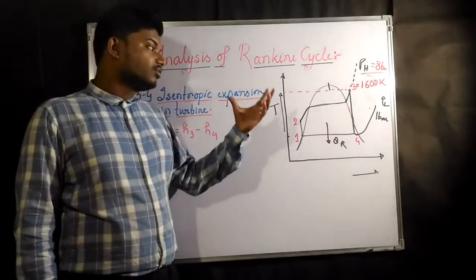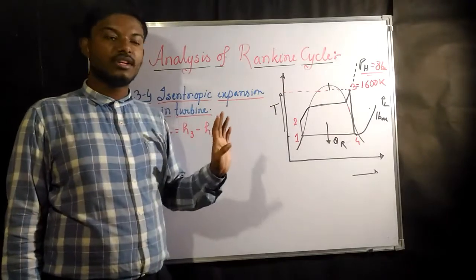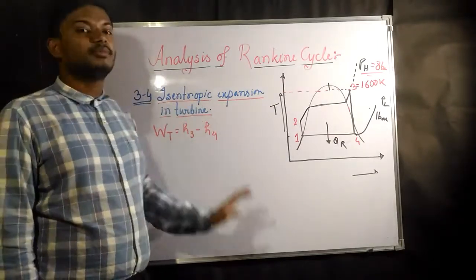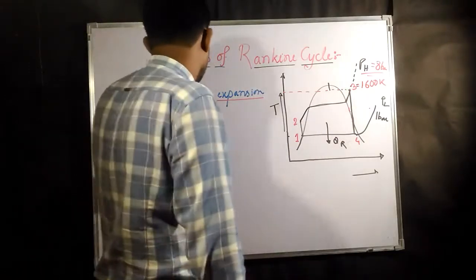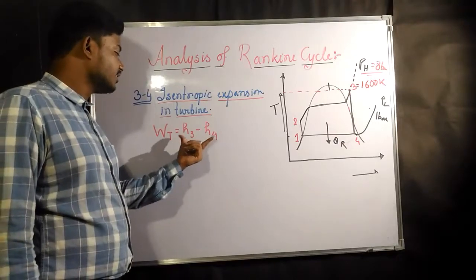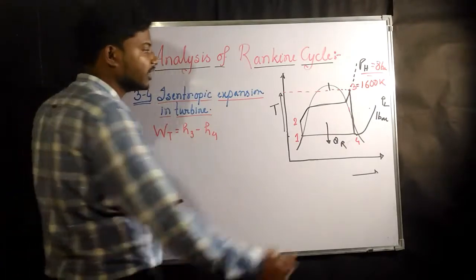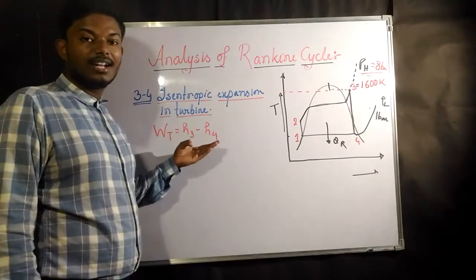The next process which we are going to analyze is 3 to 4. 3 to 4 is what? 3 to 4 is expansion. Isentropic expansion in turbine. Now work done by turbine is what? Work done by turbine is the difference between enthalpy at the two end points. So H3 minus H4 would give you your work done by the turbine.